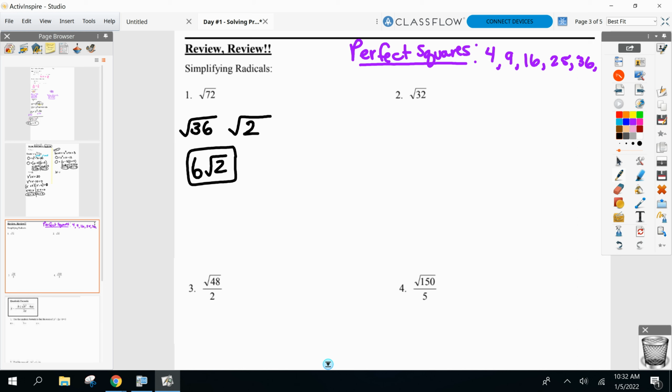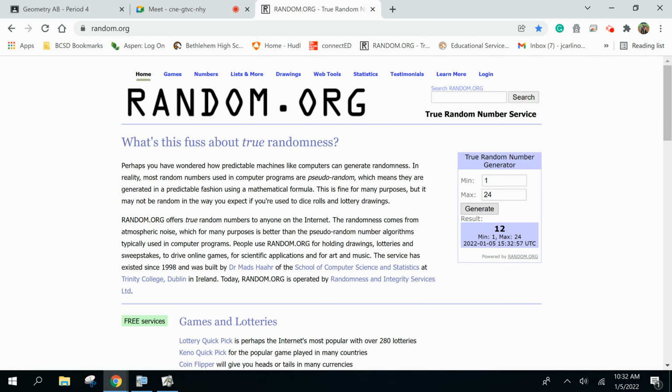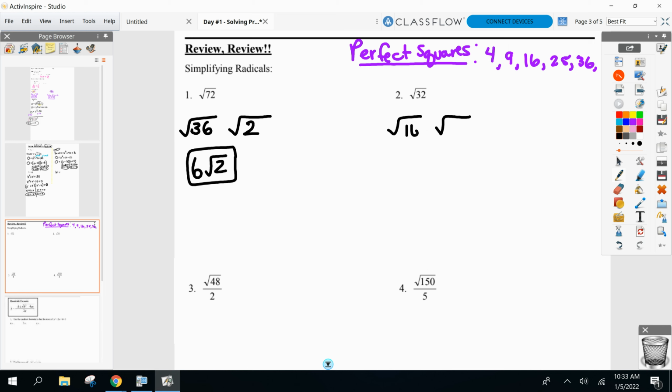You ready for 32? Go ahead. You do it by yourself. Talk in your group about it. All right, what are you finding? Biggest perfect square that goes into 32? 16. Good job, Luke. Times 2. Not always times 2, could be times 3. Square root of 16 is 4. Square root of 2.